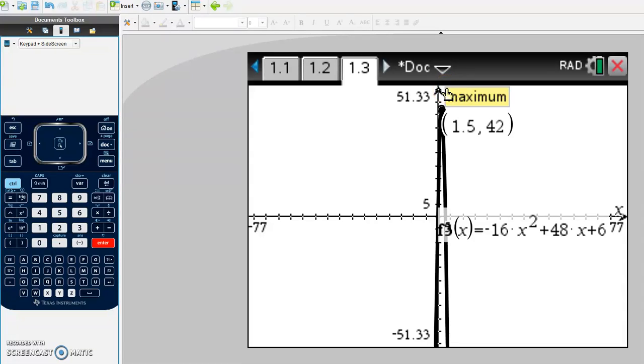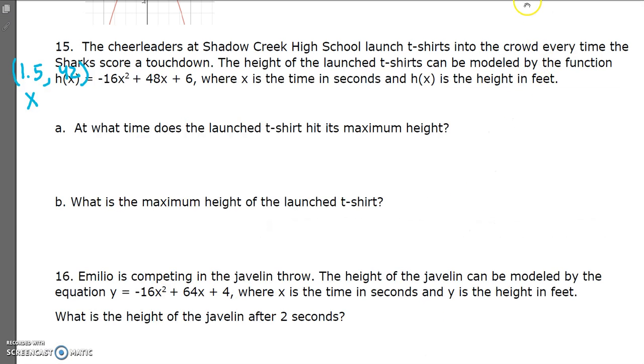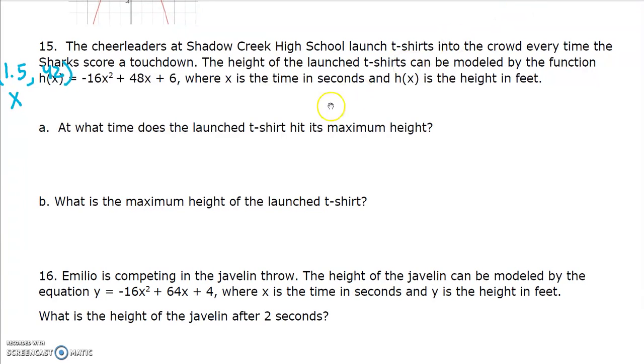All right, so we have this point right here, right? 1.5. I'm going to write it right here, 1.5, and then 42. Now remember, we needed the x value because it was asking for the amount of time, I believe, right? So let's go back. Here's the paper. All right, so it just says, at what time does the launch t-shirt hit its maximum height? So yes, the time is going to be 1.5 seconds.